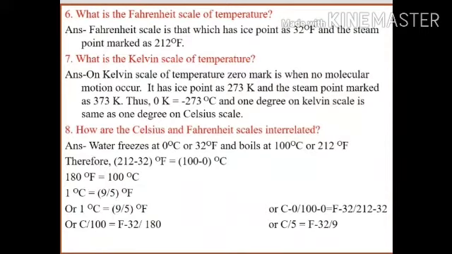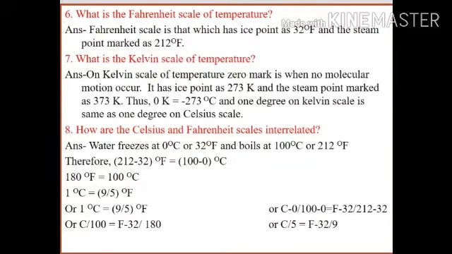Question number 8, how are the Celsius and Fahrenheit scale interrelated? Answer is, water freezes at 0 degree centigrade or 32 degree Fahrenheit and boils at 100 degree centigrade or 212 degree Fahrenheit. Therefore, 212 minus 32 degree Fahrenheit equals 100 minus 0 degree centigrade. Now, 180 degree Fahrenheit equals 100 degree centigrade. Then 1 degree centigrade equals 9 by 5 degree Fahrenheit.